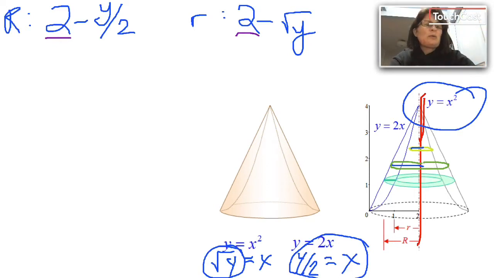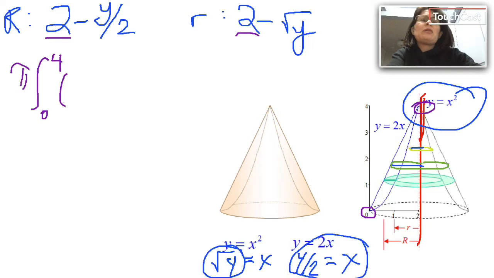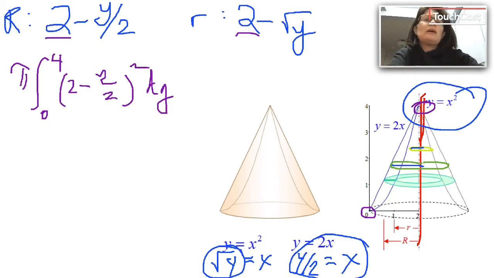So now that I have these expressions, I know I need an integral in terms of y. My y coordinates, the same as the last problem: my smallest y is 0, my biggest y is 4. So I'm going to write pi, the integral from 0 to 4, capital R squared dy. Capital R is 2 minus y over 2, squared.